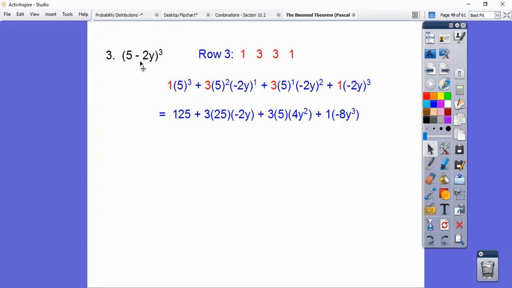So 5 to the third is 125, and then 5 squared is 25. I'm just doing the exponents here. So 5 to the first, and then negative 2y squared is positive 4y squared, and then negative 2 cubed is negative 8, and y cubed is y cubed. All right, and then now we multiply. So this is going to be 3 times 25 times negative 2. So what's that? Negative 150, I think. This is going to be 3 times 5 times 4, so that's going to be a plus 60, and this is going to be a minus 8. And then don't forget about your y's on that.